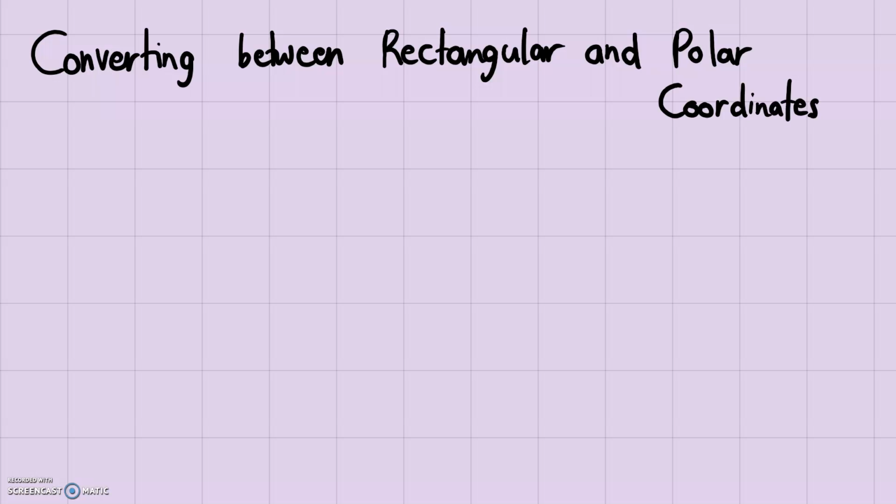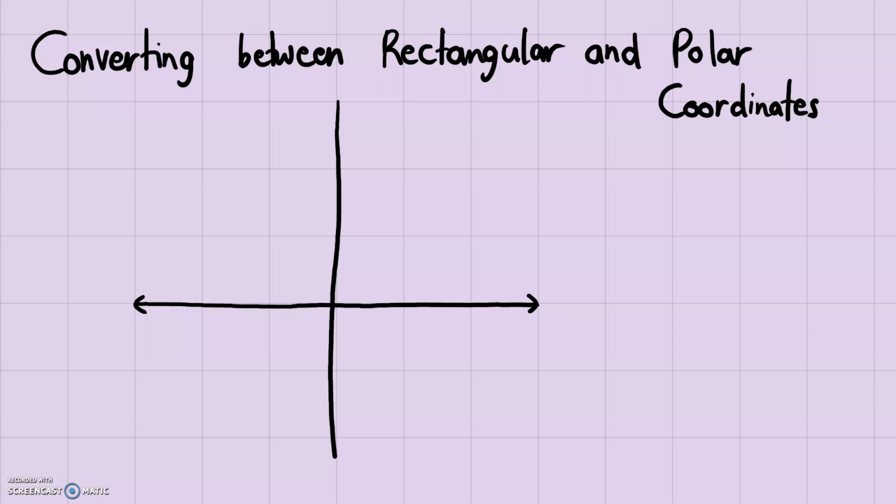Okay, so we've started looking at polar coordinates last section, and today we're going to go back and forth between polar coordinates and rectangular coordinates because one can be more convenient in some cases, while the other can be more convenient in other cases. So it's important that we can convert back and forth between polar and rectangular.